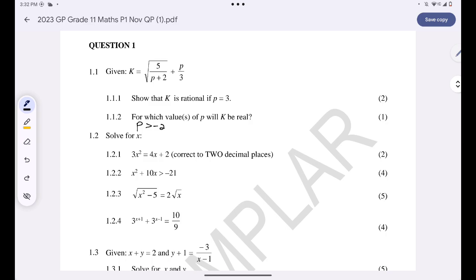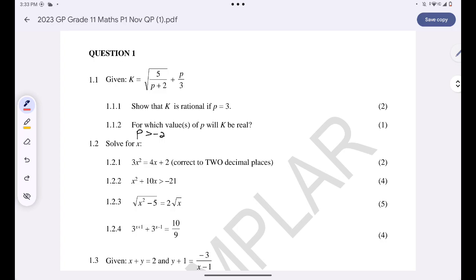Okay, now 1.2.1, we are given 3x squared is equal to 4x plus 2, and then we are told to correct the answer to 2 decimal places. Once you see this statement, guys, in question 1, whenever they say correct your answer to 2 decimal places, please note that you are supposed to use the quadratic formula to solve for x. Are you together? But before you do that, obviously your equation must be in standard form.